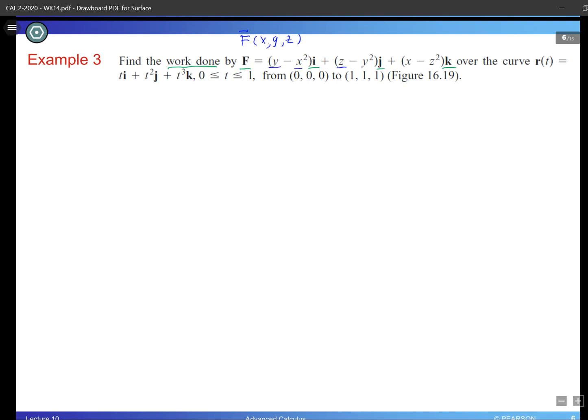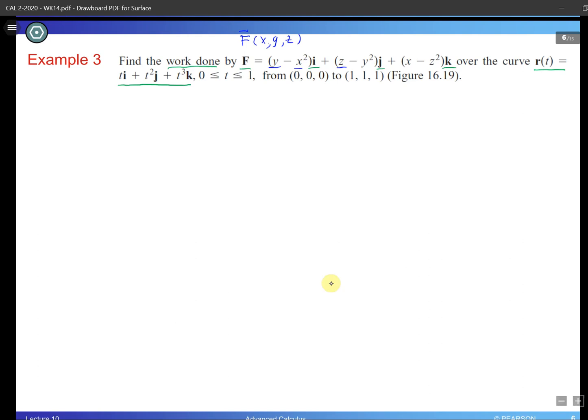And now this force field is going to be applied to an object, and it's going to move along a curve, and we have the curve right here. And we have this r of t, so it's going to be a position vector in terms of time already. So that is good. So we have this curve r of t in terms of time, t i plus t squared j plus t cubed k. Now this is good because this curve right here has been parameterized with time.